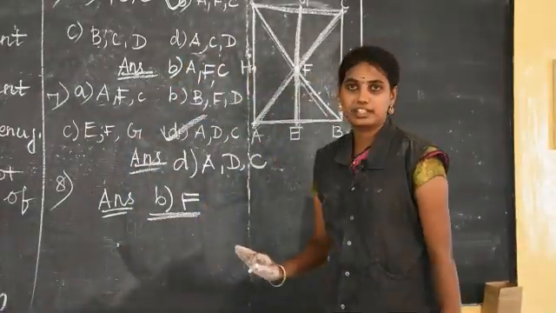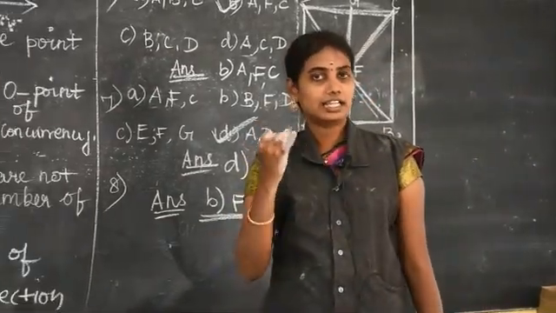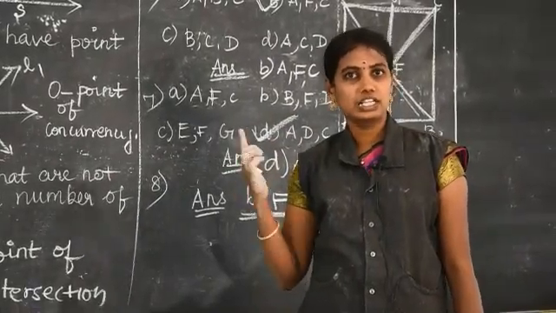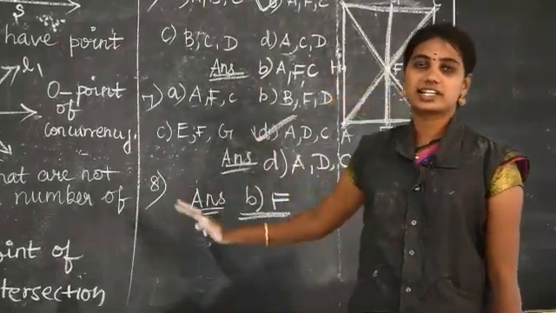Exercise 4.3 is very easy. We only saw about collinear, concurrent, concurrency, intersection, points of intersection, intersecting lines and perpendicular lines. Clear? This exercise is over.